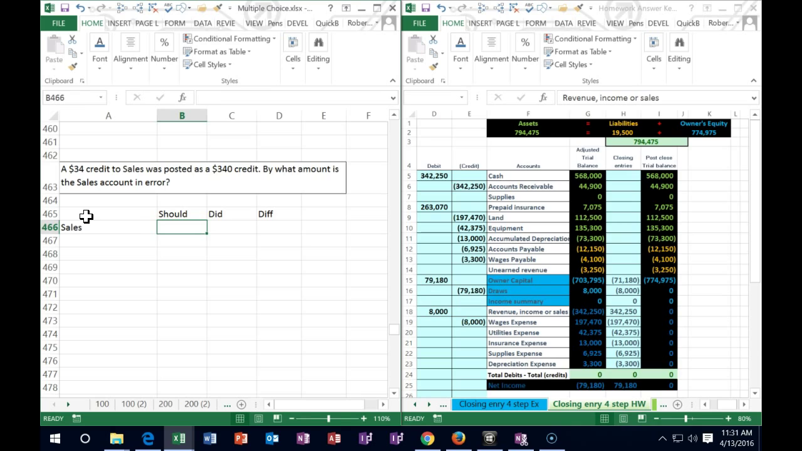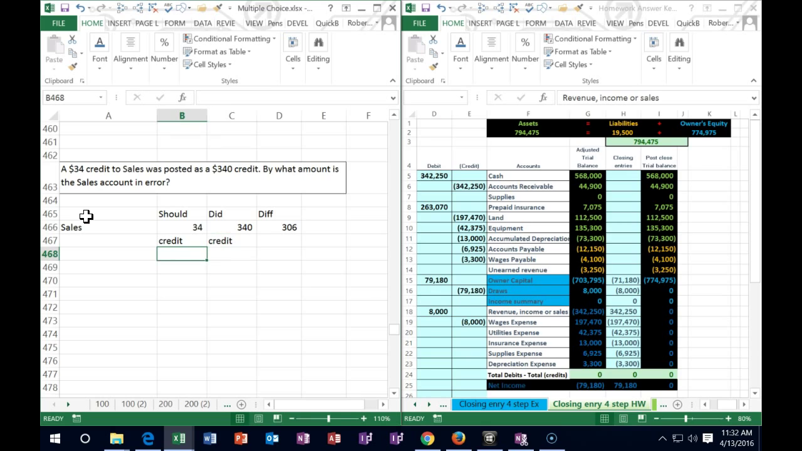Should have been credited for $34. What did happen? We credited it for $340. Therefore, we have a difference, of course, of the $340 minus the $34 of $306. So it should have been a credit in both cases.